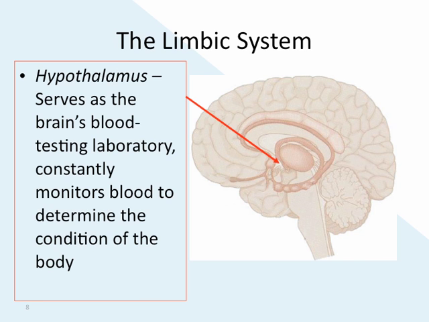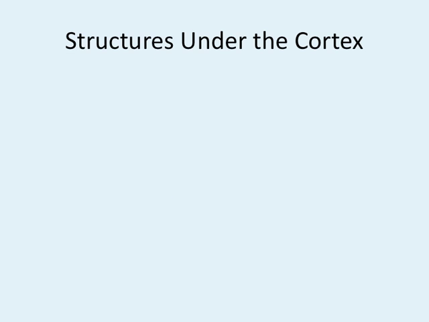Now, one of the major aspects of the limbic system is the hypothalamus. This serves as the brain's blood testing laboratory. It constantly monitors blood to determine the condition of the body. The hypothalamus continuously regulates our body. Okay? Now, under the cortex, we have a lot going on.